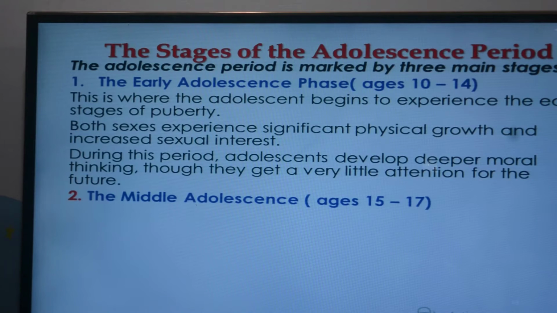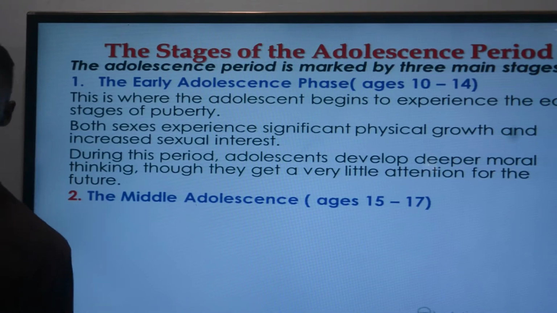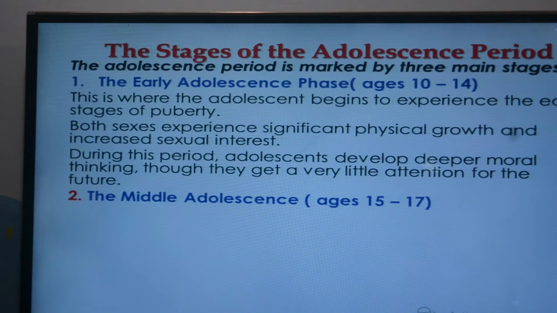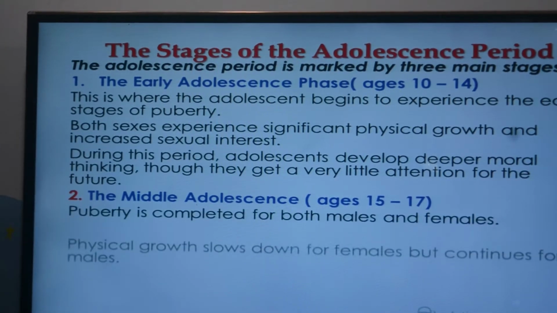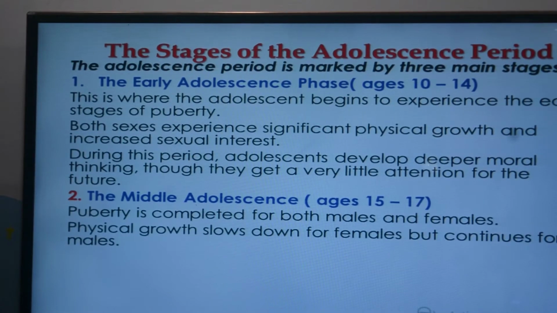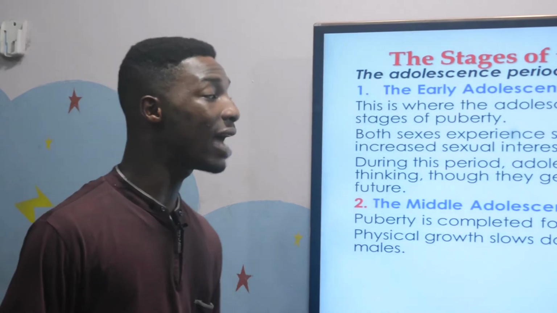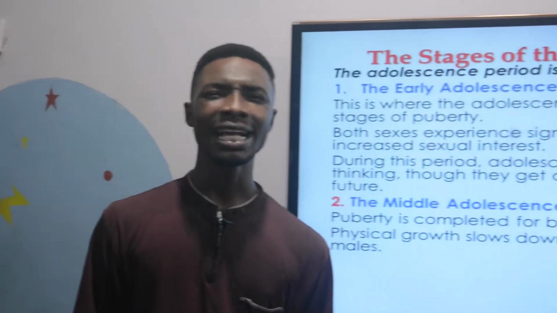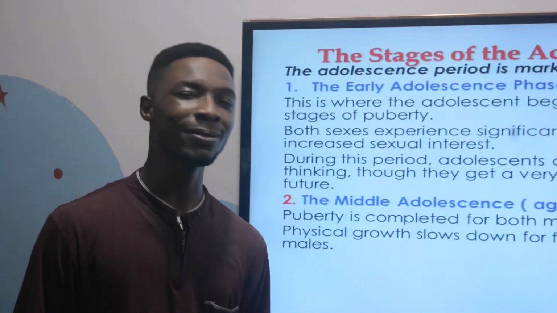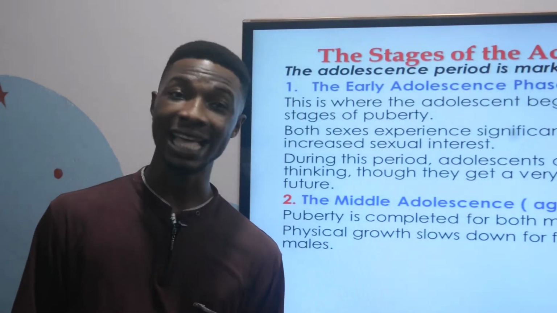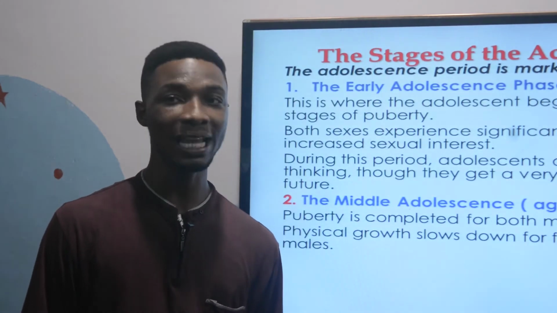Now let's move on to the mid-adolescence, or the middle adolescence, which spans between the ages of 15 and 17. Puberty is completed for both males and females in the mid-adolescence. Remember, puberty begins in the early adolescence and ends at the mid-adolescence. Here, both the male and the female are sexually matured. They can do whatever the adult can do in terms of sex. They can get pregnant, anything. They are sexually matured.